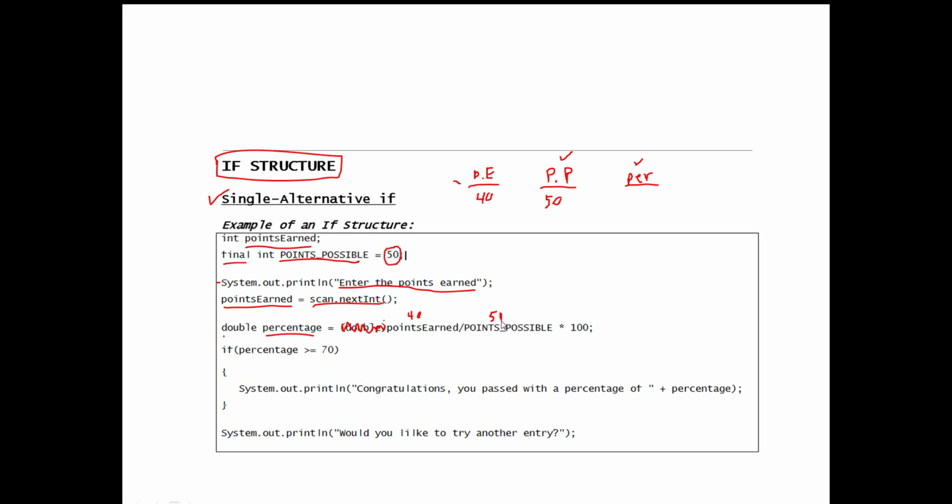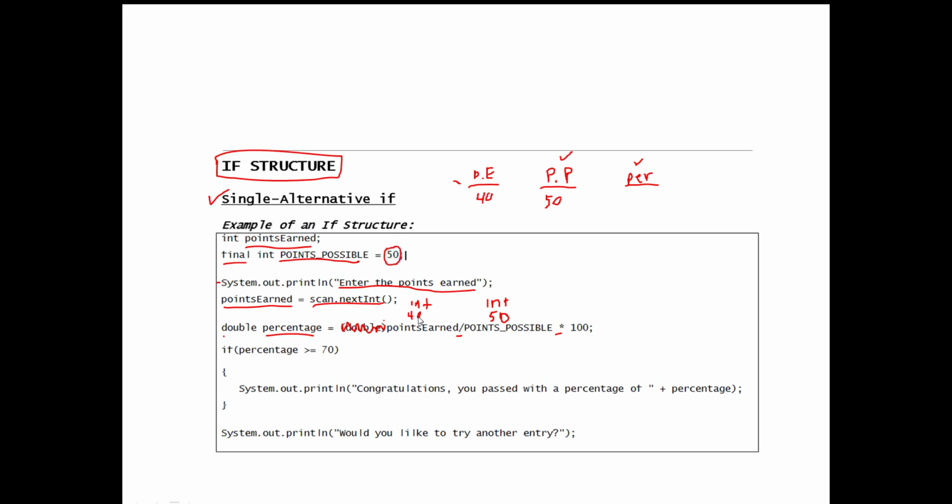Now, of course, order of operations would say that since these are all on the same level, you would go from left to right. So if we divide 40 by 50, an int divided by an int is what? And you should know that answer. An int divided by an int is going to be an int. We know that. We've already learned that. That's what it does in Java.